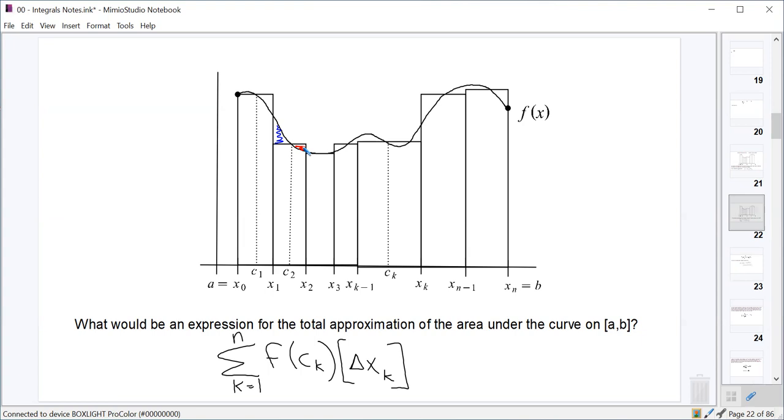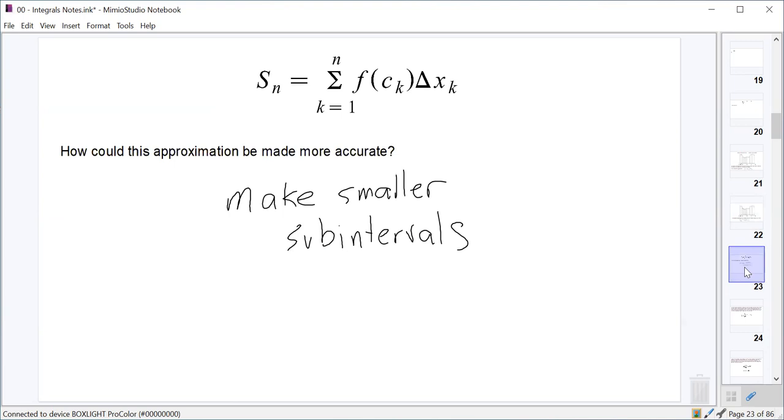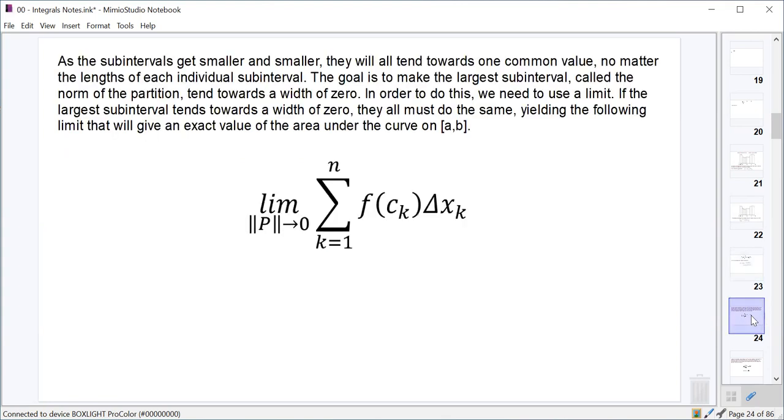Okay? And so we'd like to get as many smaller subintervals compacted into this partition of our function. And so that's going to be our goal, is to give ourselves smaller subintervals so we can get a more accurate representation. And effectively, what we're going to do is allow the largest of our subintervals, which is known as the norm of the partition, and it's denoted here as this P with double bars around it. That's the norm of the partition.